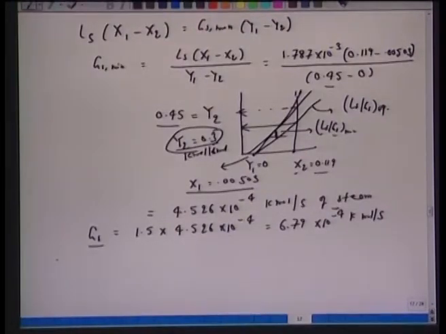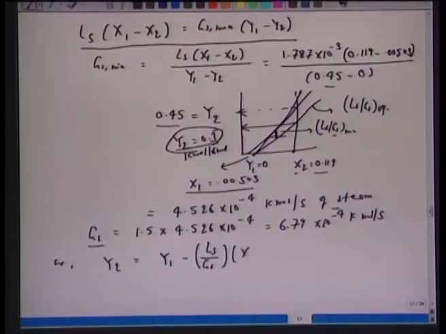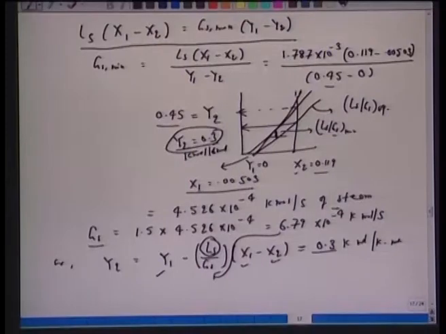Or again you can go back to the operating line equations which we wrote here. From here also y2 can be calculated directly: y1 minus LS by GS times x1 minus x2, equal to 0.3 kilomole per kilomole. Both will give the same result, whether you do it graphically or by calculation. This is the value of GS; LS was fixed, y1, x1, x2, everything is fixed. So this is the example we had in case of absorption and desorption.